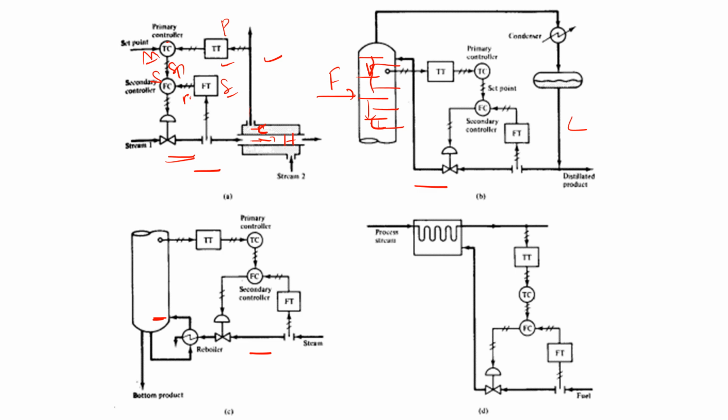So for example, in this, how it works is, the main thing is, at this particular point, I want to measure the temperature. I have to maintain the temperature. So this is your primary measurement. This is the primary controller. Then that gives the control output, that becomes the set point.